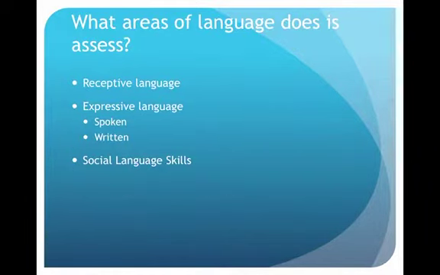So some areas that this language test assesses are receptive language, expressive language, which includes spoken and written aspects and areas of that, and also social language skills.